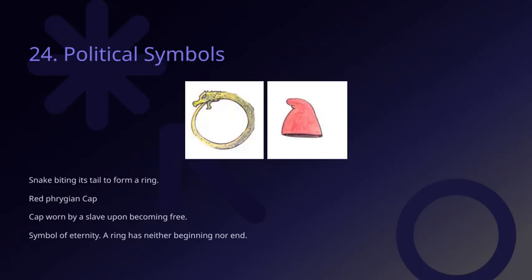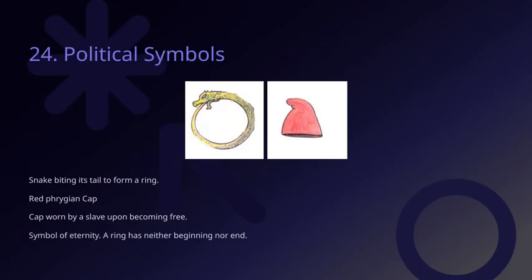Next, we see the red Phrygian cap. This cap is historically significant because it was worn by slaves before they gained their freedom. When a slave became free, they would don this distinctive cap as a symbol of their new status. Over time, the red Phrygian cap has also become a broader symbol of liberty and the fight for freedom.